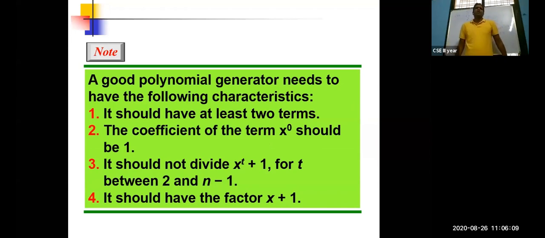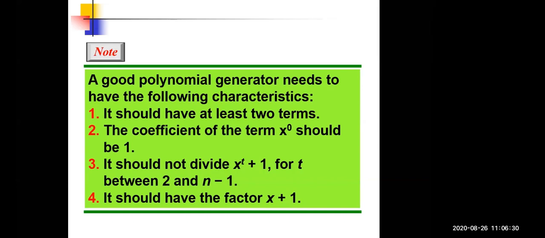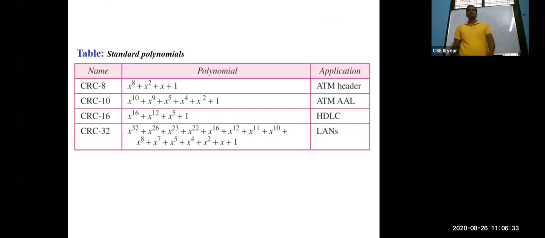It should not divide x power t plus 1 for t between 2 and n minus 1. I don't want to go into it. I told you it's a whole book that you have to read. And it should have a factor x plus 1. That you can understand. You know factorization? How to find factors of a given polynomial? That is very simple, right? So it should have a factor x plus 1. Done? So don't worry. These are the divisors that are generally used in data communication.